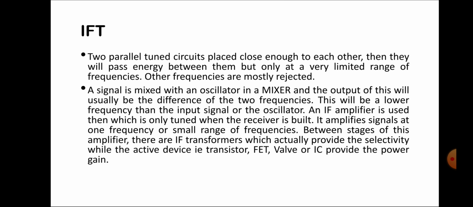In a radio receiver or superheterodyne receiver, the input signal is translated to the intermediate frequency via a mixer. The intermediate frequency is sent to the intermediate frequency amplifier. Before it is sent to the amplifier, it is passed through the IFT or intermediate frequency transformer, which provides the selectivity.